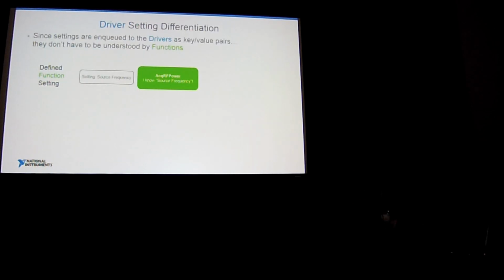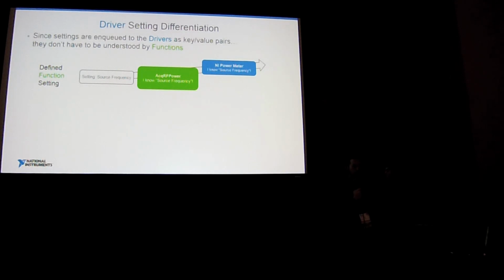So, when we're talking about standardizing a MAL and how you allow hardware to be different from each other, especially in settings, it looks something like this. Let's say we have a defined function setting. We'll call it source frequency here. And you have the acquire RF power function, and it says, I know what source frequency is. That's great. You come in with a driver called NI power meter. It also knows what a source frequency is. So everything's good. We pass a setting from the test all the way down to the hardware, and everyone knows what's going on.